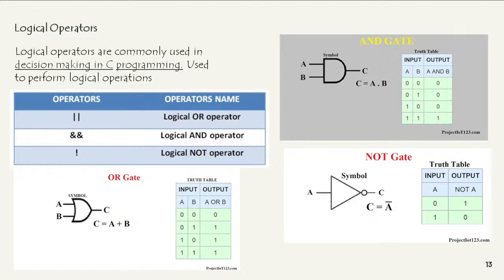Whereas the NOT gate takes only a single input. It acts as a complement: if you provide true as your input, it checks and returns false, and if the input is false, it returns true. So in this way the logical NOT gate works. It depends on our requirements. In the C programming language, we can use these logical operators in a program.